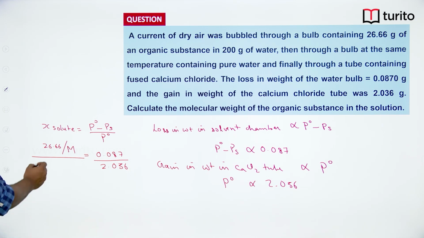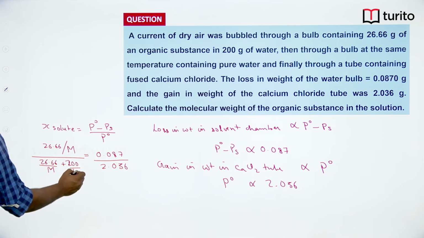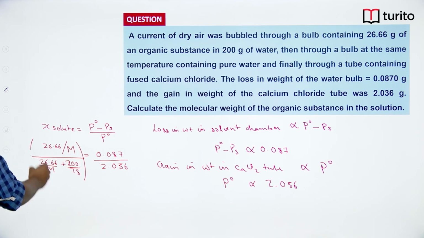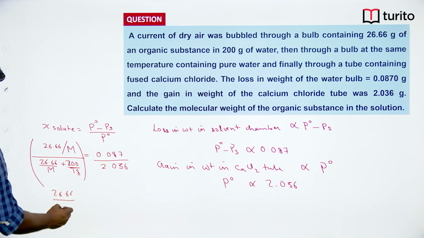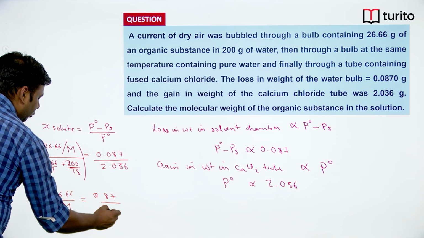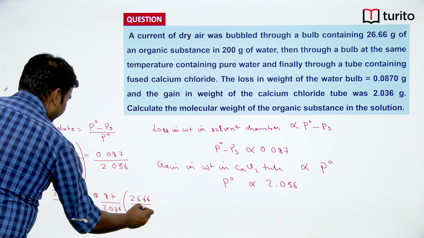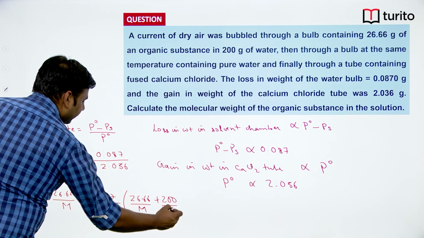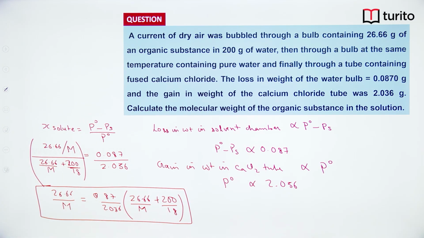Now the total moles we know is moles of solute plus moles of solvent. Now the mass of water is 200, so this would be the mass of solvent. Okay, so from this you can calculate the value of M. So this would be 26.6 divided by M equals, we can write this as 87 upon 2036 into 26.6 upon M plus 200 upon 18. Okay, so from here we can find out the molar mass of the unknown compound.